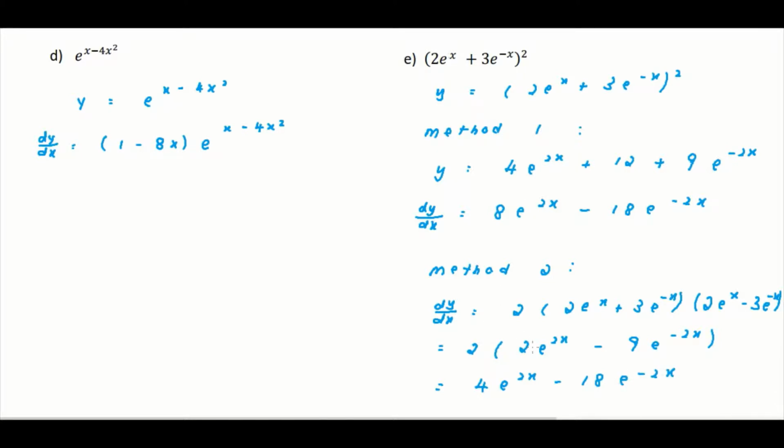Okay, so you see, do I do something wrong? I'm sorry, 2 times 2, so this is 4. Okay, so that's why it's 8. Alright, so that's why you get the exact same answer as method 1. Okay, let's move on to the next one.